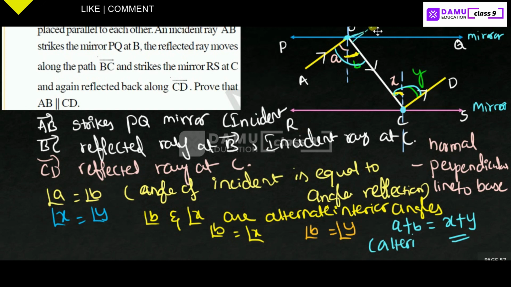So for these lines, this line is the transversal, and alternate interior angles are equal. Based on that, therefore, AB is parallel to CD. So AB is parallel to CD. So like that we can take.